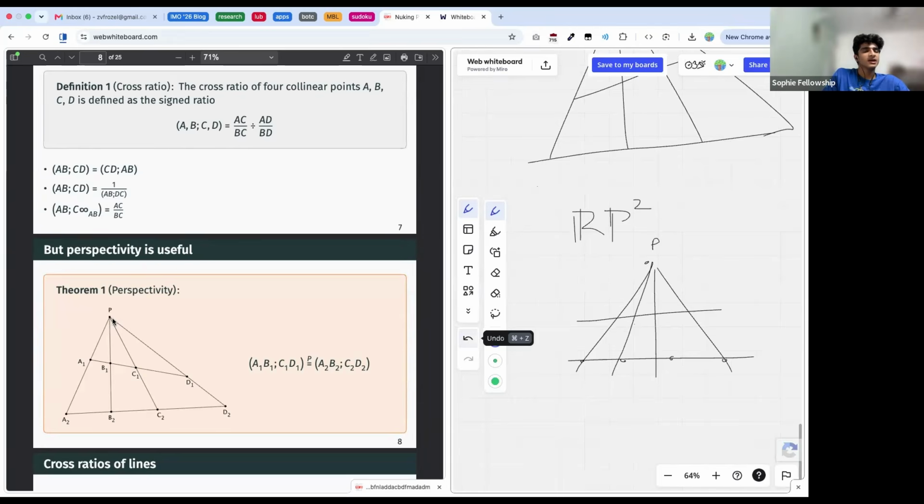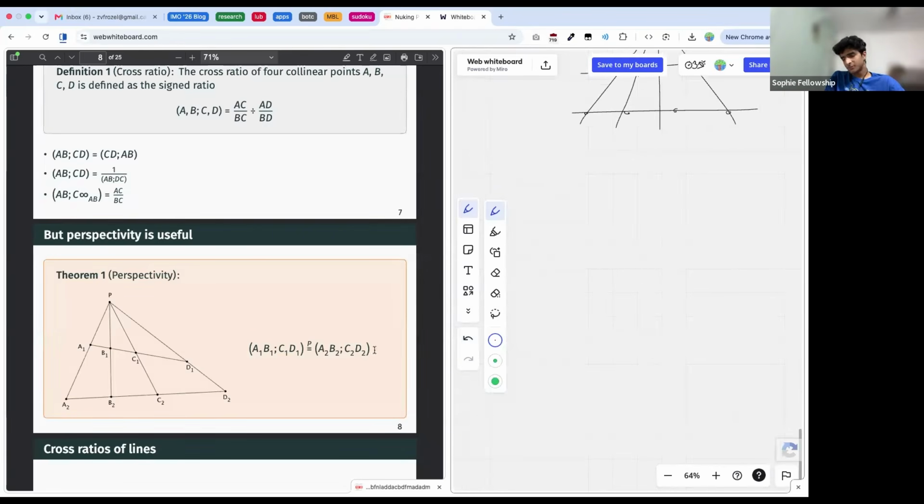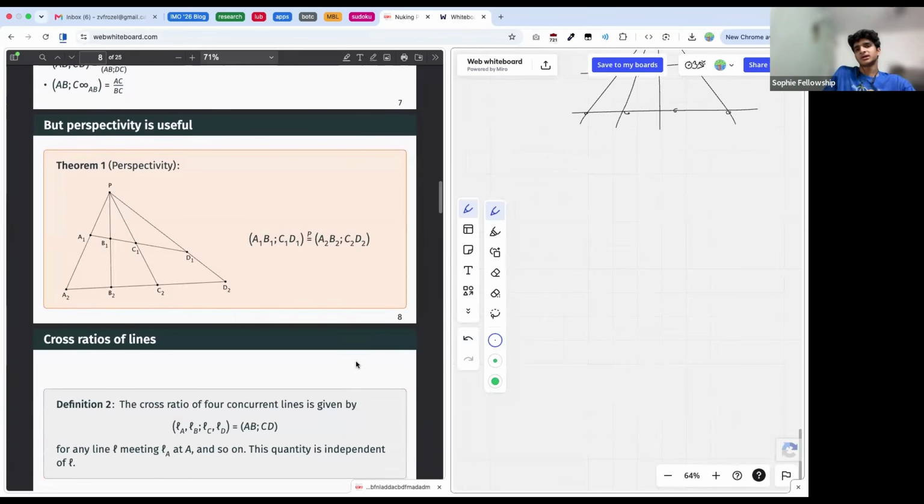Yeah, and I believe the proof is just that you keep doing the sine rule on all of these. How many triangles are formed, like 12 triangles or something, and it just works out. But again, the proof is not that interesting. Now you have 4 concurrent lines.